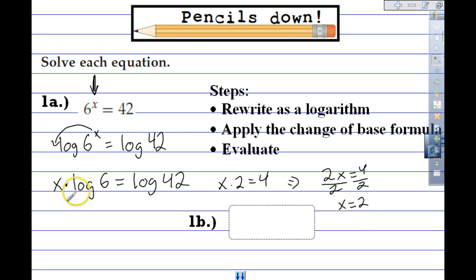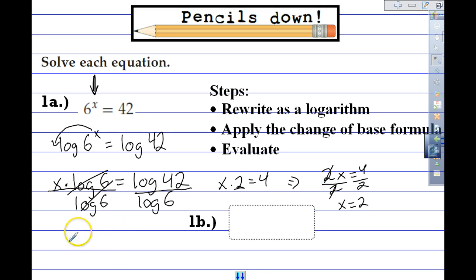So same idea here. Instead of the number 2, though, we have the log of 6. So we're going to treat these logs just like the numbers that they really are. Divide both sides by log of 6. Log of 6 divided by log of 6 is 1, and they cancel out. Just like 2 over 2 equals 1, they cancel out here. So very similar structures. It's just that we have these logarithm numbers instead of our usual integers.